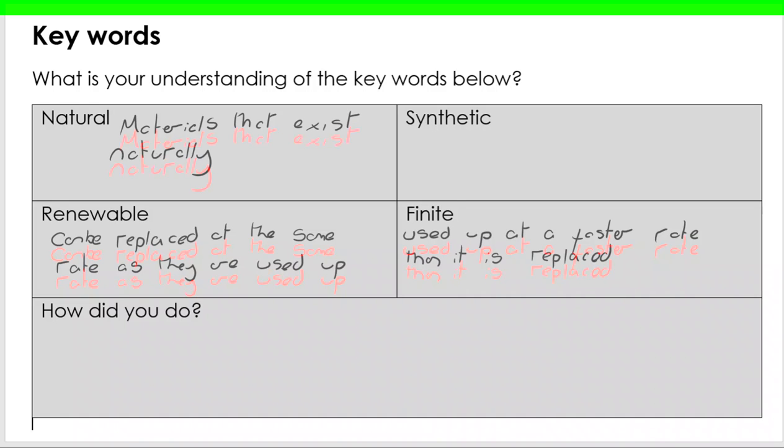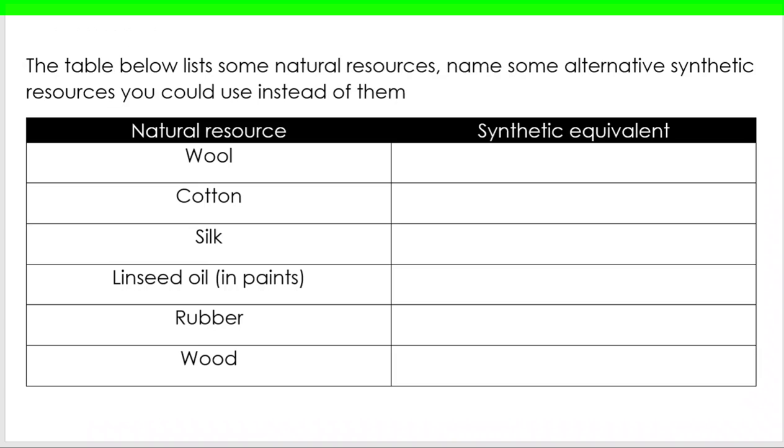If something is natural, then we talk about a material that exists naturally. It might be something that's grown. Whereas if something is synthetic, we are talking about materials that have been man-made. Okay, so let's move on and develop that a little bit more.